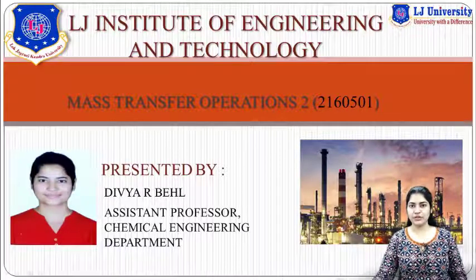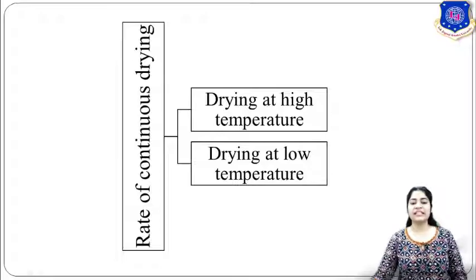The subject that we are going to continue is Mass Transfer Operations 2. In the drying chapter, the last topic which is pending is the rate of continuous drying. In the drying chapter, we studied the types of dryer based on the mode of application, that is batch dryer and continuous dryer. First we saw the rate of batch drying, right? So now talking about continuous drying.